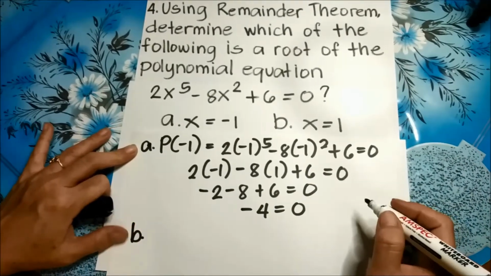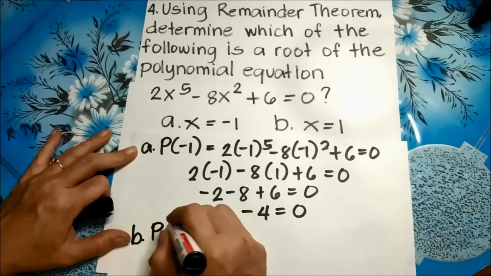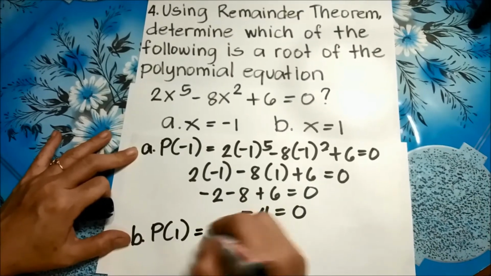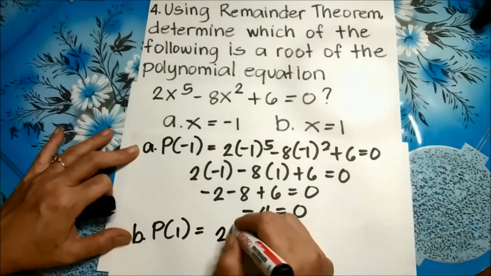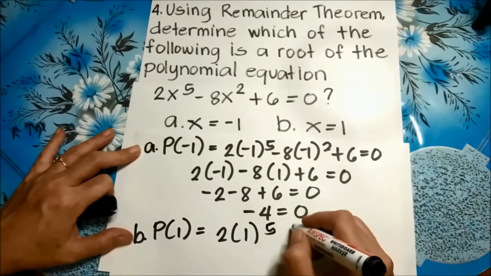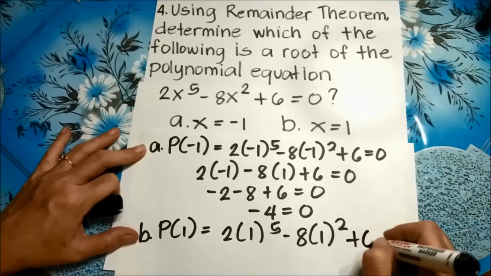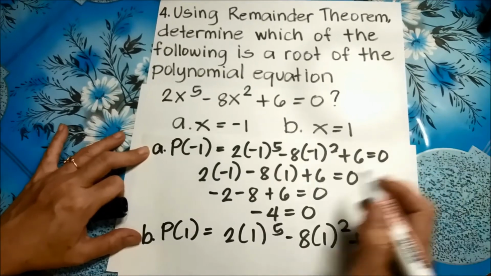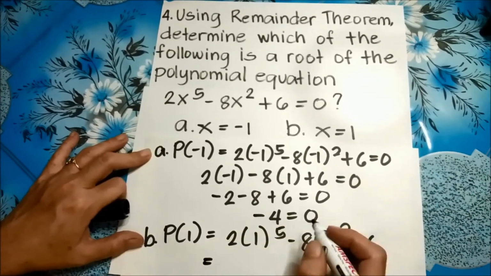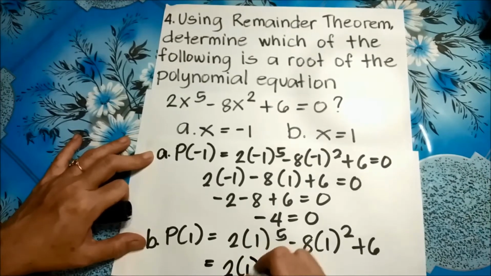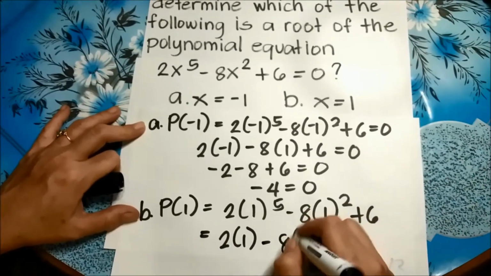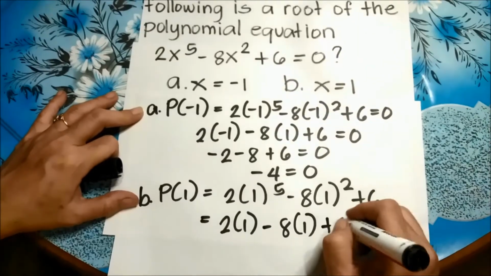Next, we go to letter B. Let us now get p of 1. So for p of 1, that is 2 times 1 raised to 5 minus 8 times 1 raised to 2 plus 6. So this is 2 times 1 minus 8 times 1 plus 6.